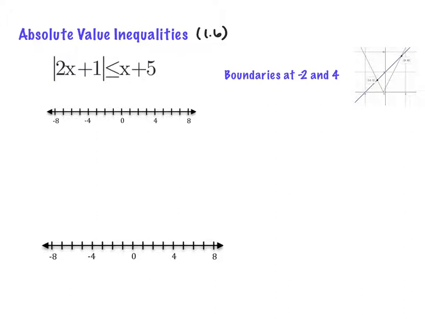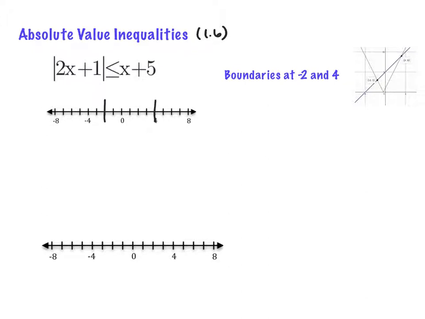All right, next up, absolute value inequalities. All right, so we now have boundaries at -2 and 4. So just like we did before, we're going to put those on the number line. So -2 and 4.